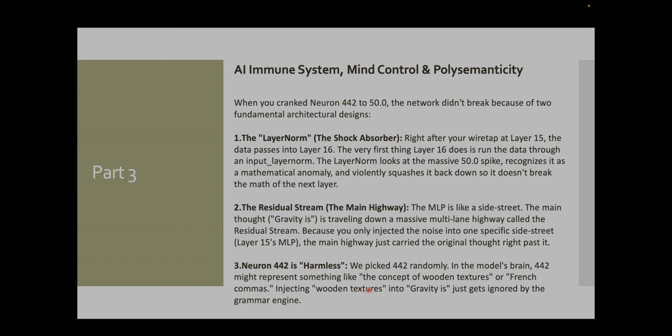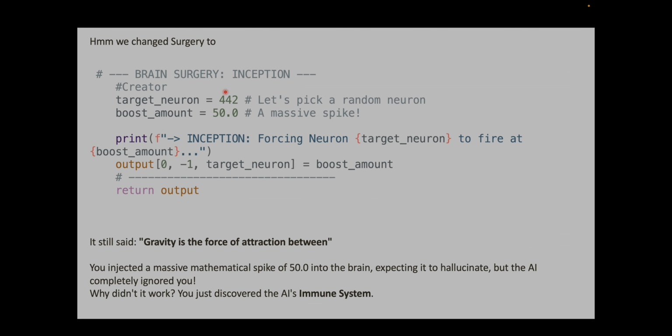in the model's brain, 442 might represent something like the concept of wooden texture. So this neuron may represent anything else. We don't know what it represents in that sense. So injecting wooden textures into gravity just gets ignored by the grammar engine. So these are the three architectural designs in the AI immune system. And that's why, even though we massively boosted a random neuron, the output stays the same.